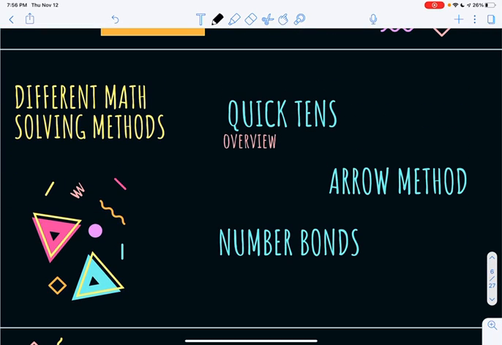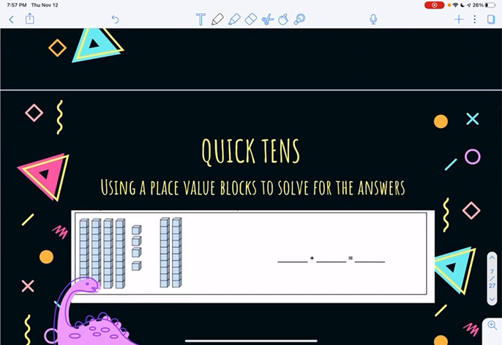Alright, so now that we've done that frame, we're going to look at different math solving methods. So we have the quick tens, the arrow method, and number bonds. Today, we're going to talk about quick tens and maybe some arrow method, but then tomorrow or the next day is going to be number bonds and some arrow method.